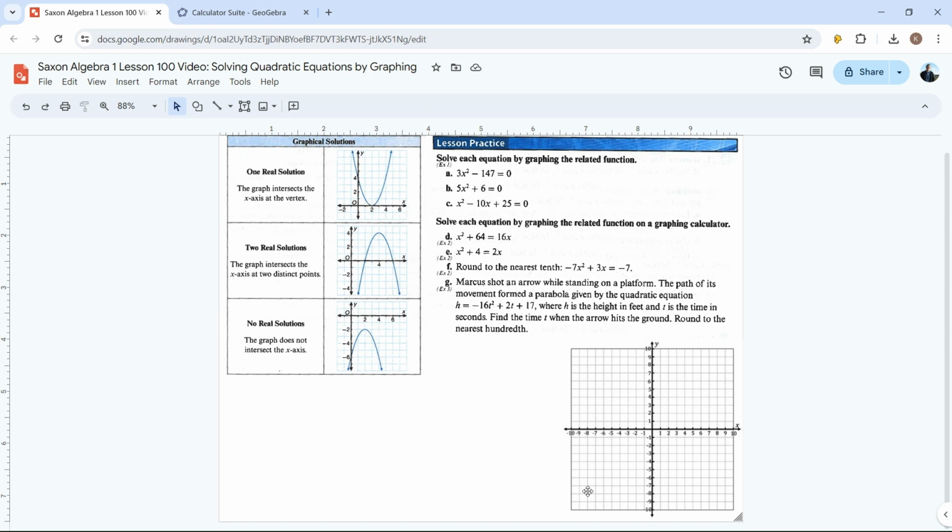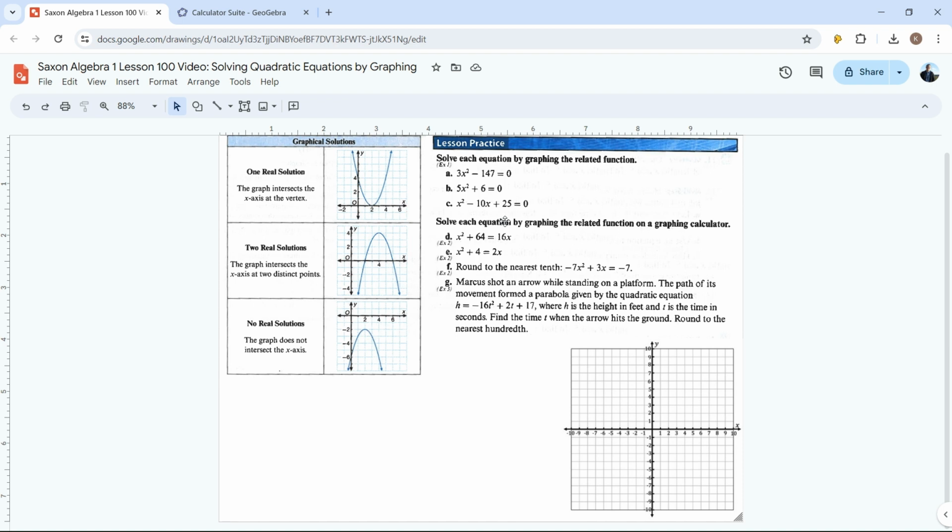Hey, algebra students, in this lesson, we are going to be talking about how to solve quadratic equations by graphing. So, the first thing we're going to do in letters A, B, and C is learn how we can graph these quadratic equations on our own. But we can't actually graph these equations because look at these equations.